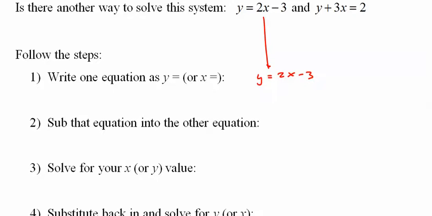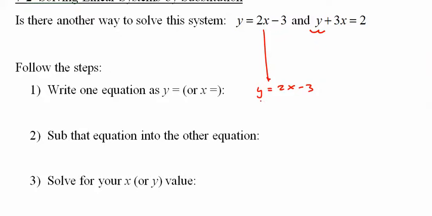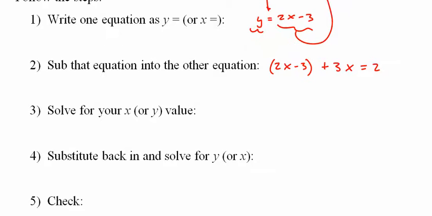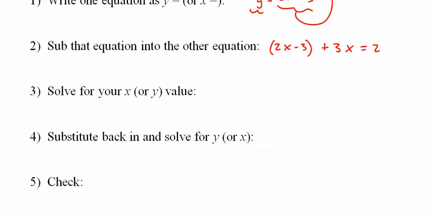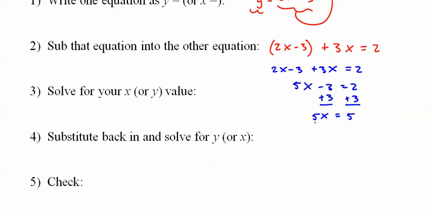Now, we have a y, so we're going to take this part and sub it directly in there. 2x minus 3, and a good habit to get into is to put it in parentheses, even though you certainly did not need to this time, and solve for whatever's left. In this case, it's x. So 2x minus 3 plus 3x equals 2. Combine some like terms. 5x minus 3 equals 2. Move the 3 over. 5x equals 5. Divide by 5. X equals 1.